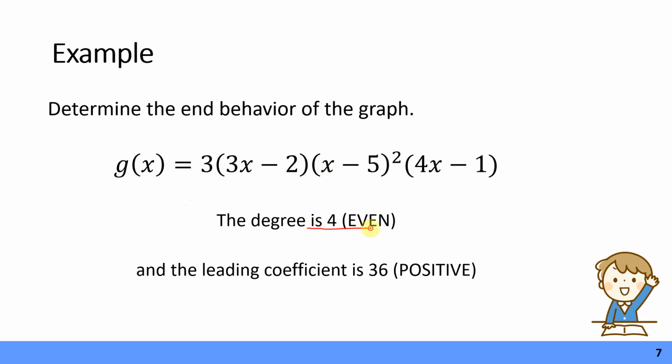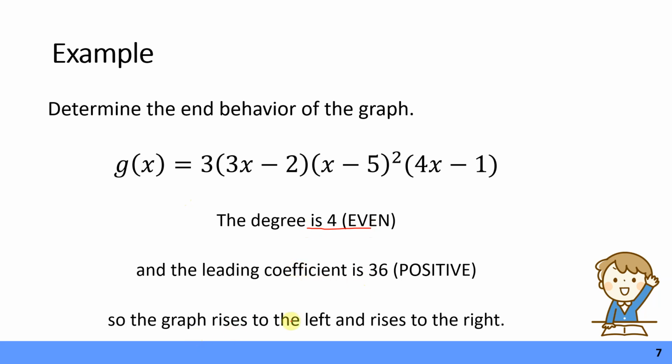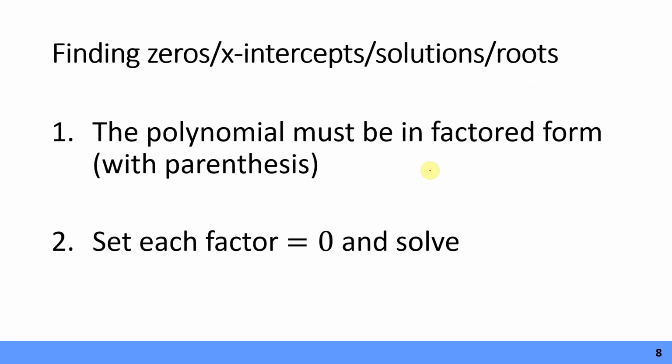So what happens when you have an even degree and a positive leading coefficient? The graph rises to the left and rises to the right. So if you need a little picture, it rises there that way, and then it rises that way too. Okay, so I'm hoping that made sense. Like I said, the chart is going to be very helpful.